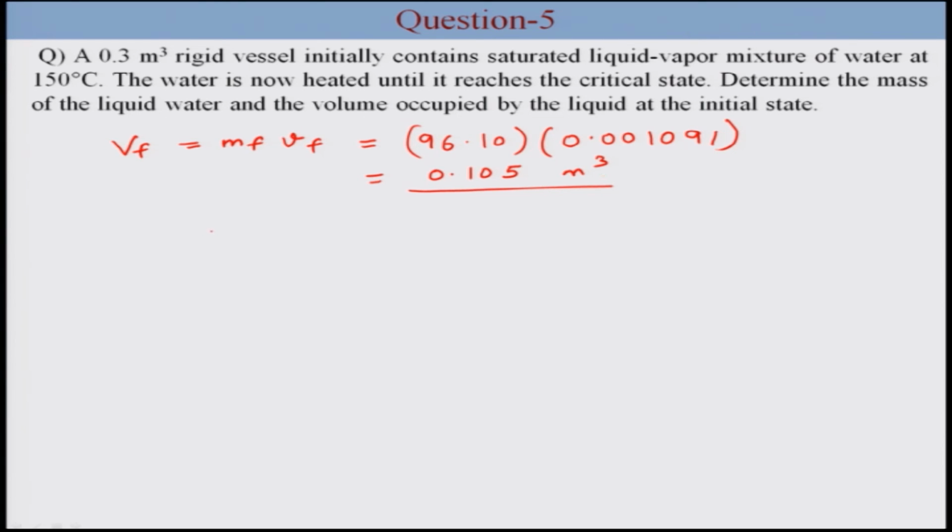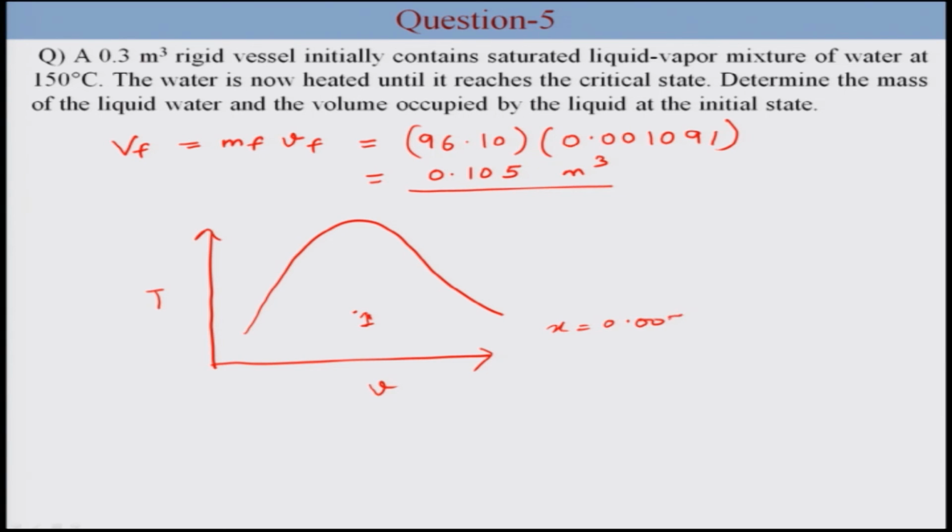If we draw the T-V diagram for this, T, V. So, initially at point 1 it is a saturated liquid vapor mixture with x, which is 0.005148, and then the specific volume remains constant and it is heated such that it reaches a critical point. This is a vertical line and from this point it reaches stage 2, which is a critical point. So, this is the critical point.